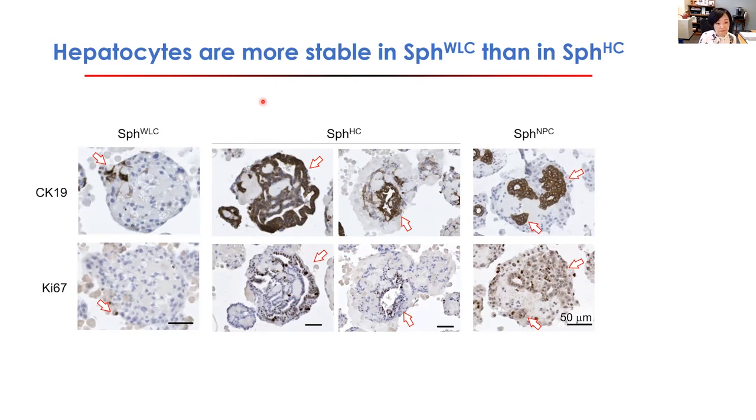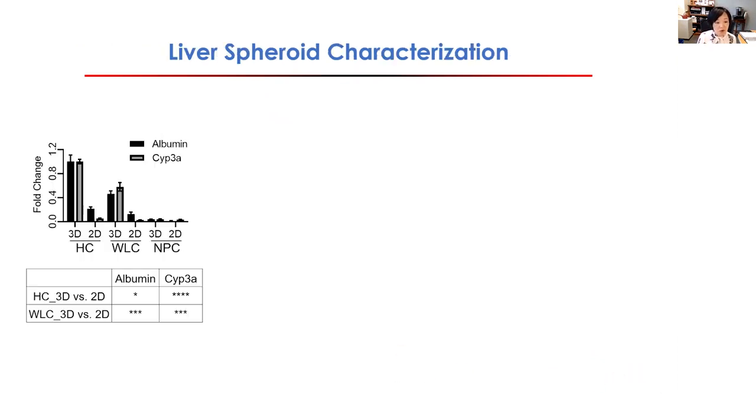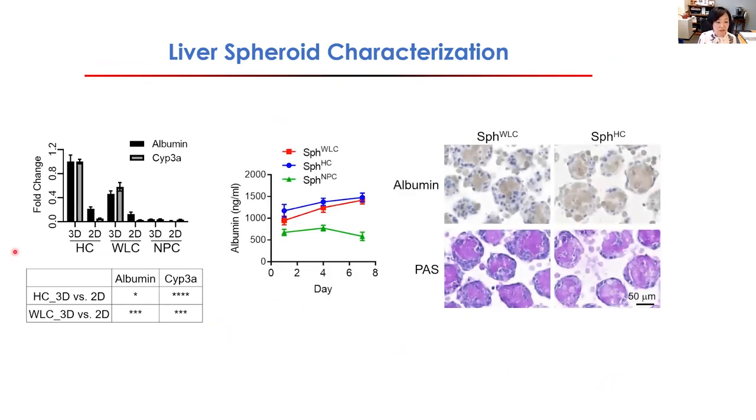So this is an interesting thing, because this shows that for a cell to be a hepatocyte, you have to have the right neighborhood around you. So the presence of NPC cells is very important for the maintenance of the hepatocyte properties in this in vitro system. We also did some characterization to show that, yes, these 3D spheroid cultures can maintain the hepatocyte properties better than the 2D culture.